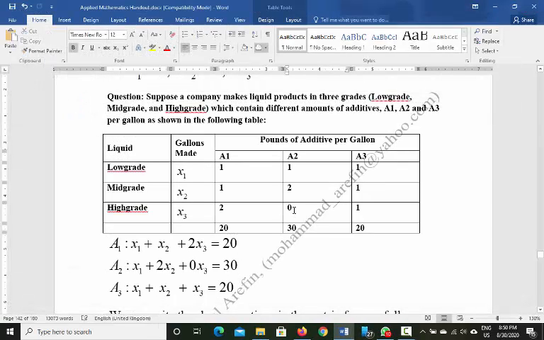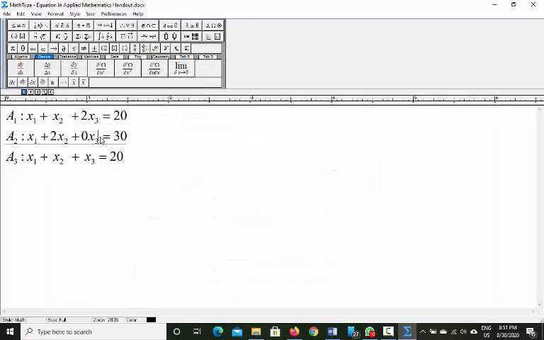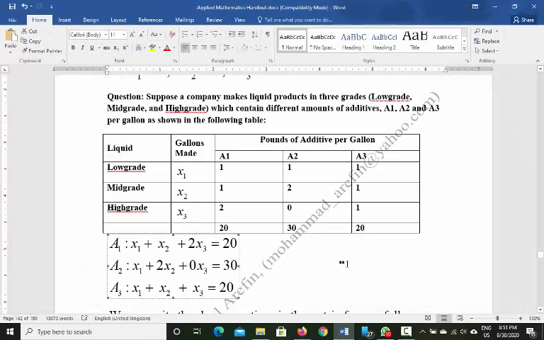Here, to produce 1 gallon of high grade liquid, we are not using any A2 liquid. So 0 A2 liquid, 0 times x3. So that means the total A2 liquid we have is 30 pounds. We have a total of 30 pounds of A2 liquid in hand. Now let's move to the next one.